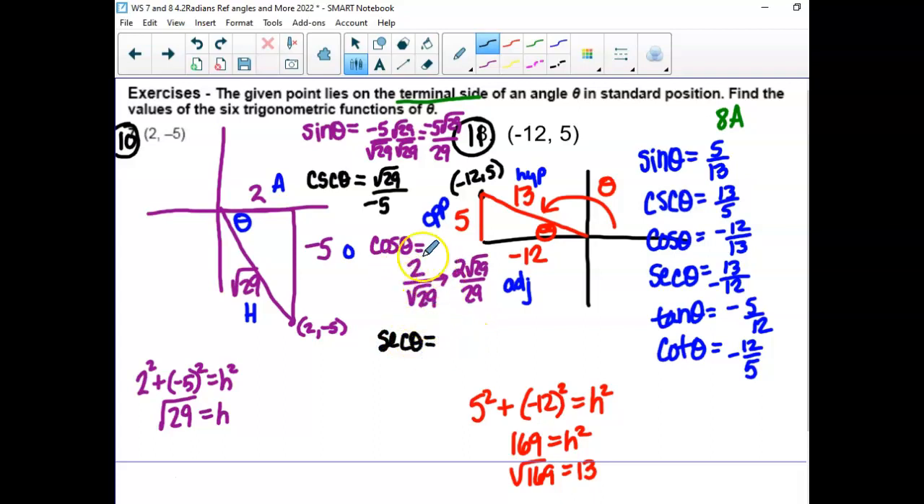Go back to here and flip it over. What would it say? Square root of 29 over 2. Oh, we get some easy ones. Tangent, opposite over adjacent. Anybody? -5 over 2, which makes cotangent -2 over 5.